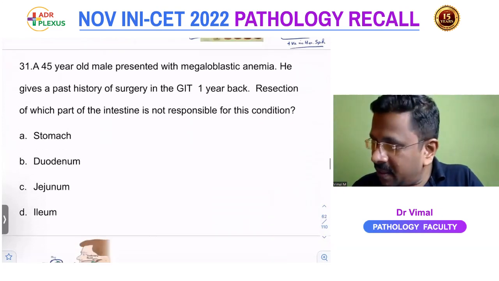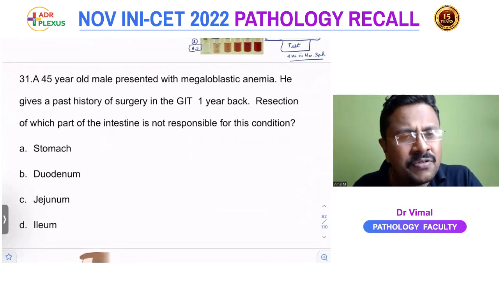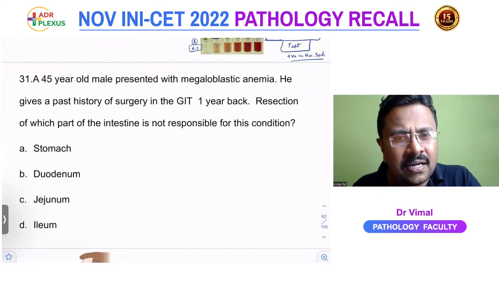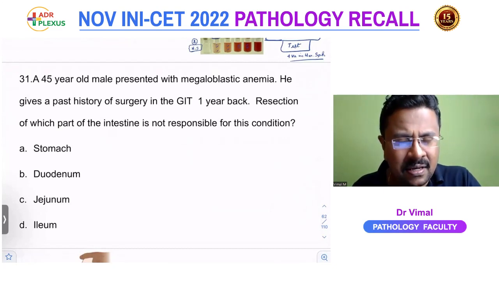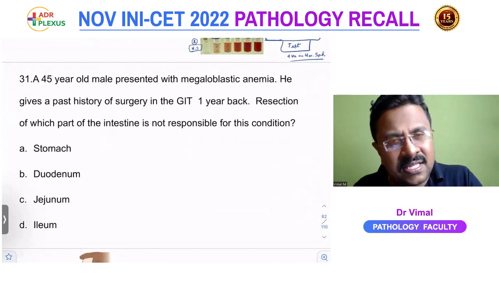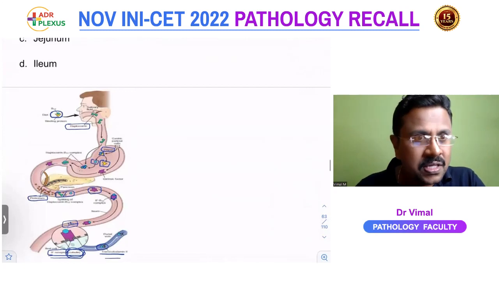So coming to the next question: a 45-year-old male presented with megaloblastic anemia. He gives a past history of surgery in the GIT 1 year back. Resection of which part of the intestine is not responsible for this condition? For answering this question, just turn the pages of your workbook where I have shown you this image.